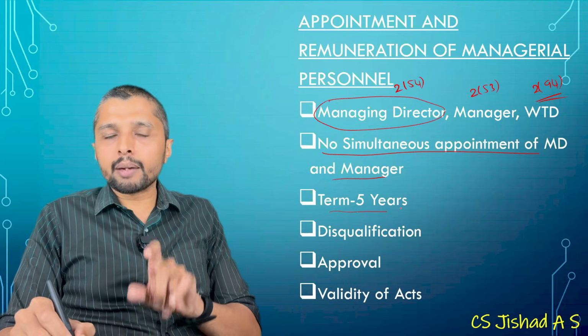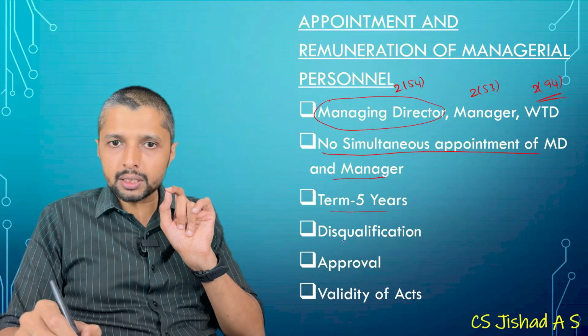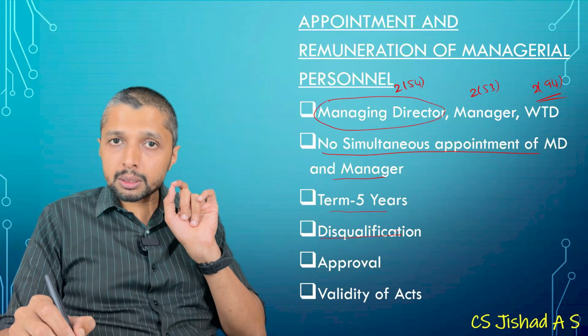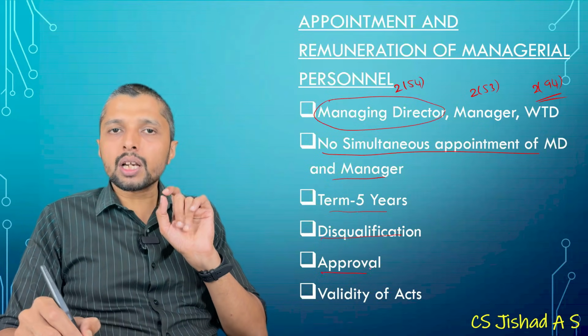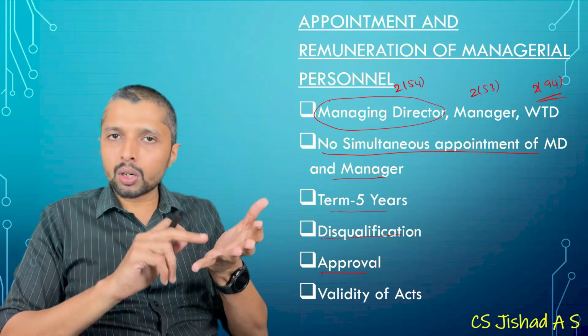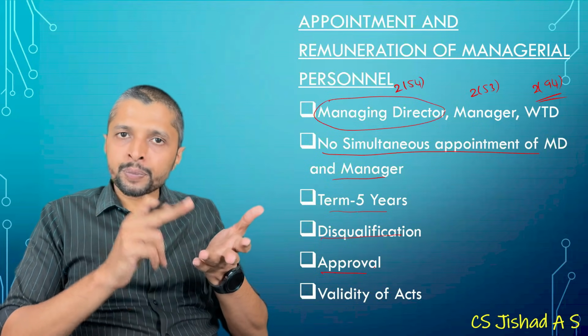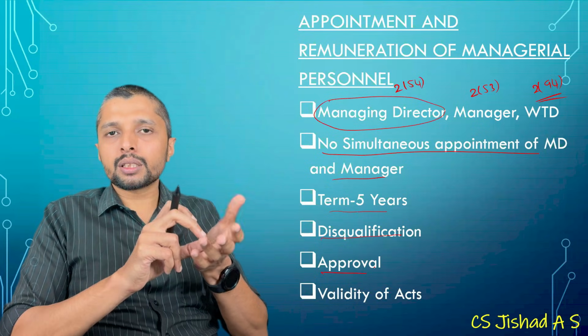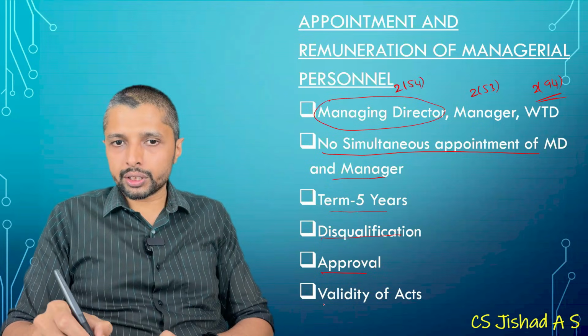The term for MD, manager, whole-time director is 5 years, one term of 5 years. Then their disqualification is specified in section 196 subsection 3. Approval of these persons: board of directors approval will be there, then members' approval should be there, and in certain cases central government approval is also required for appointing these professionals.